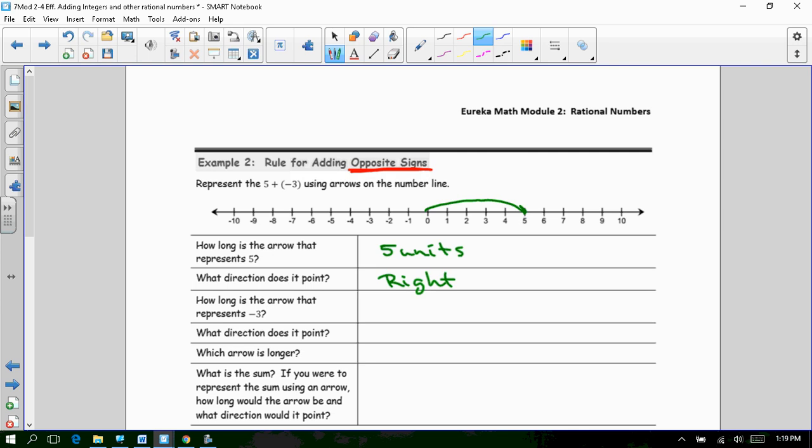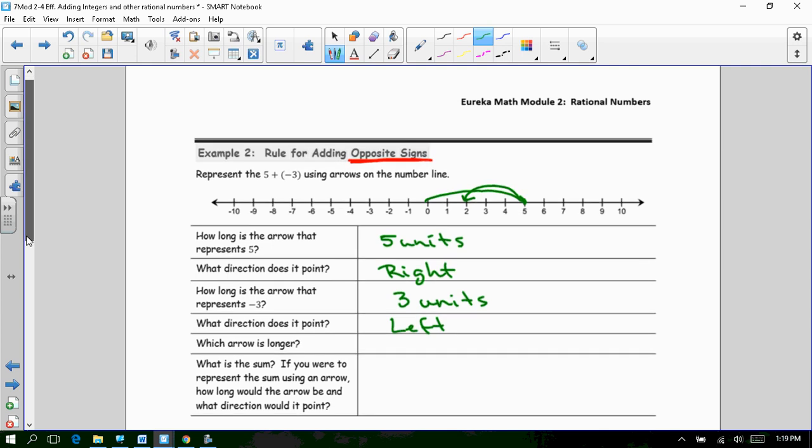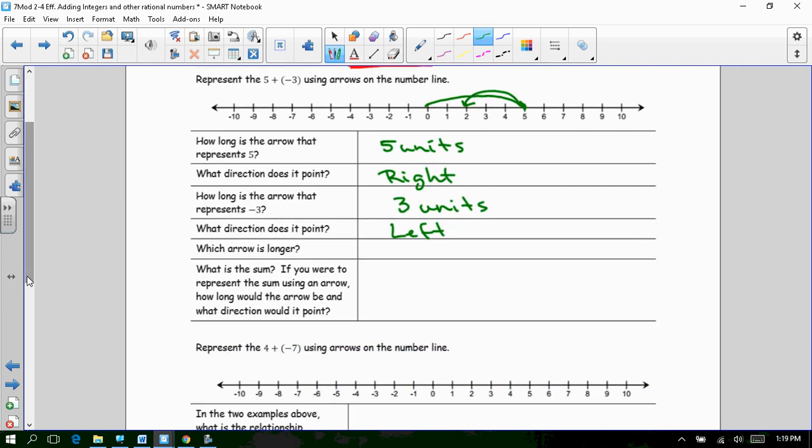But now from there, I'm going to go -3. 1, 2, 3, right there. So how long is that arrow? It's 3 units. But what direction did I go? I went left. Which arrow is longer? Which arrow was longer? Well, the +5 arrow, right? The +5 arrow is longer.